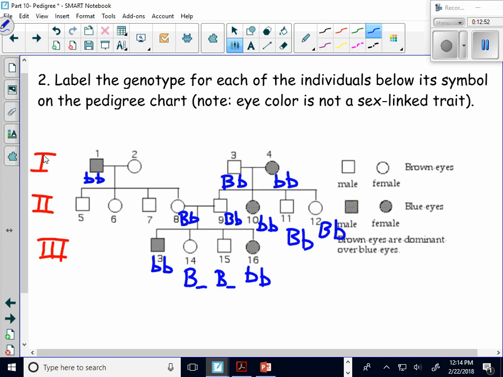Let's go back over now. I guess the only ones we have left are 2, 5, 6, and 7, right? 2, 5, 6, and 7. What do we know about them? Brandon? They're going to be heterozygous, big B. Right? You're right. They're going to be heterozygous, big B, little b. How did you know that, Brandon?